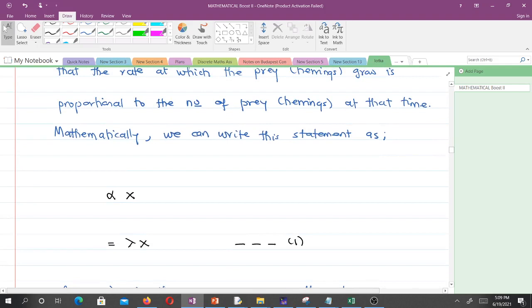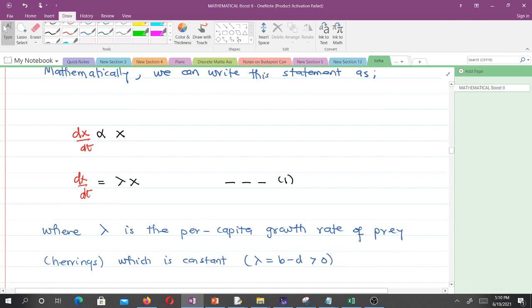Mathematically, we can have dx/dt is proportional to x, meaning dx/dt is equal to some constant times x. You can see that this here is the Malthusian growth model. So that means in the absence of the predators, the prey are going to grow exponentially. And that's equation one, where lambda is the per capita growth rate of prey, which is constant. So that's the first case.